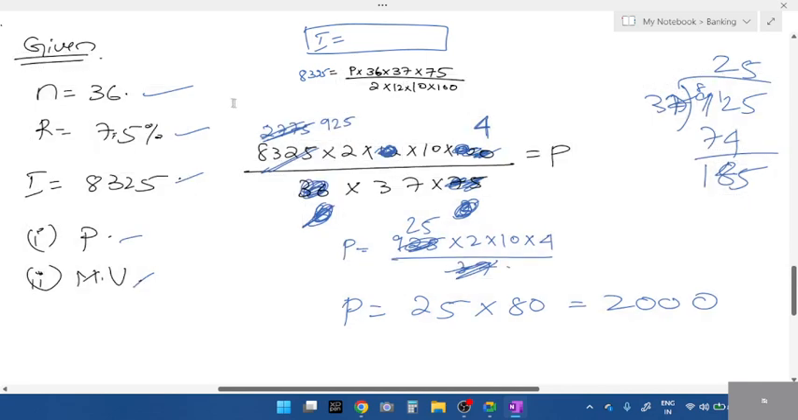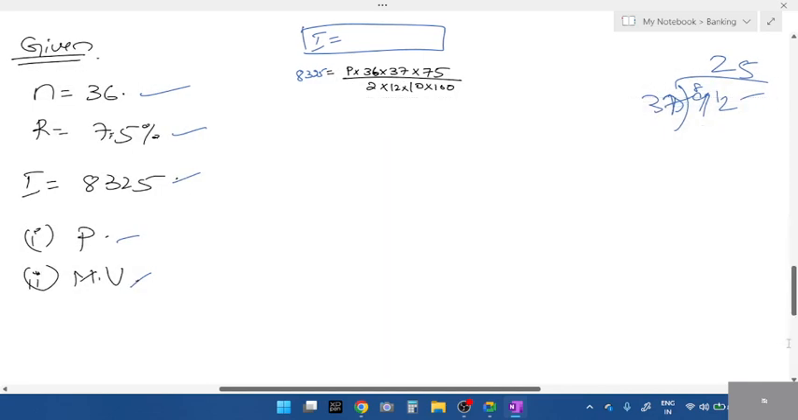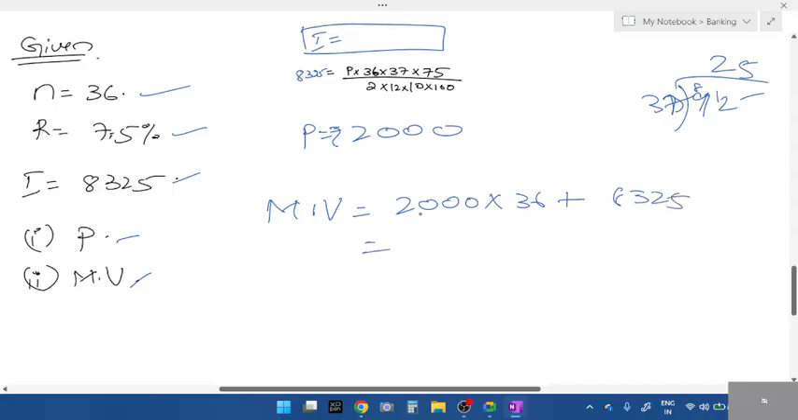Okay. So if everyone has got 2000, good, correct. I'll erase this and keep 2000 as it is. Principal is 2000. Write it in rupees. Next, maturity value is equal to, write the formula, 2000 into 36 plus 8325. 2000 into 36 is 72,000 plus 8325. What's the answer? 80,325. Is this the answer you got?